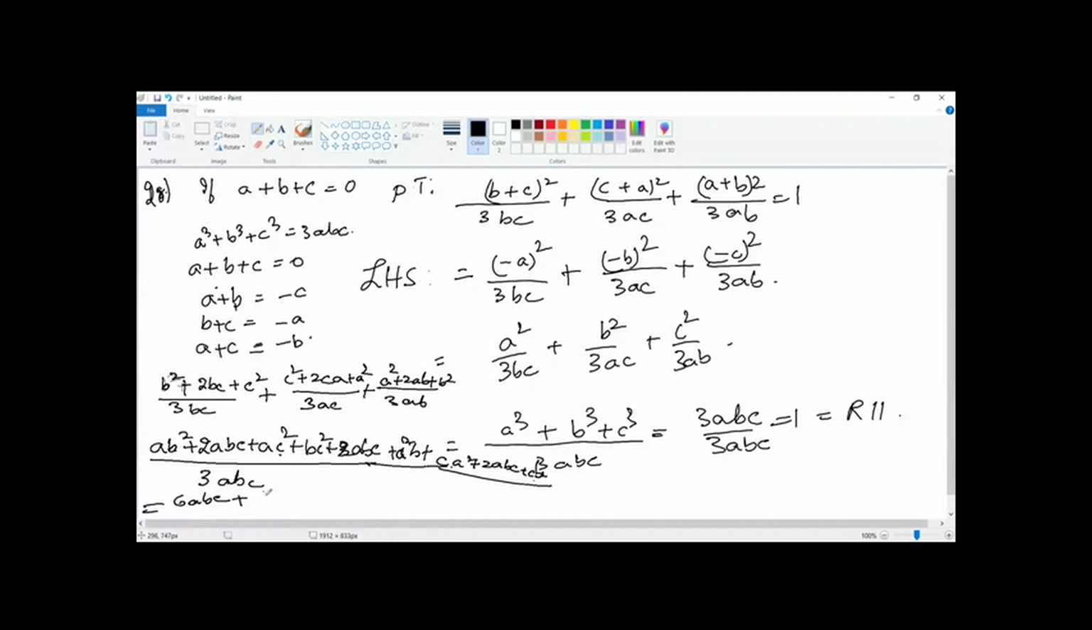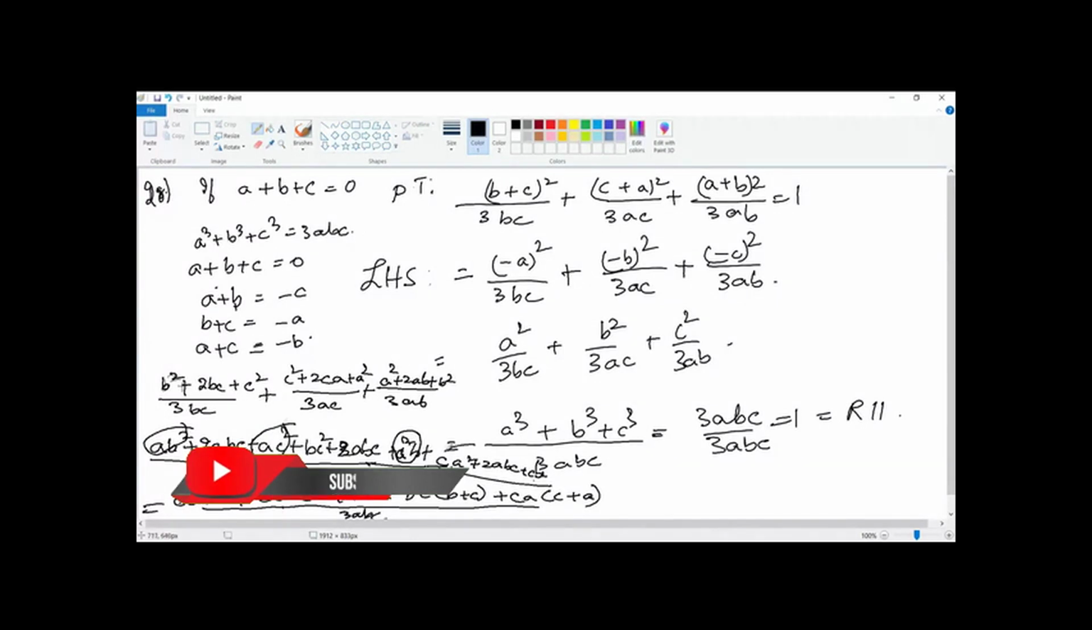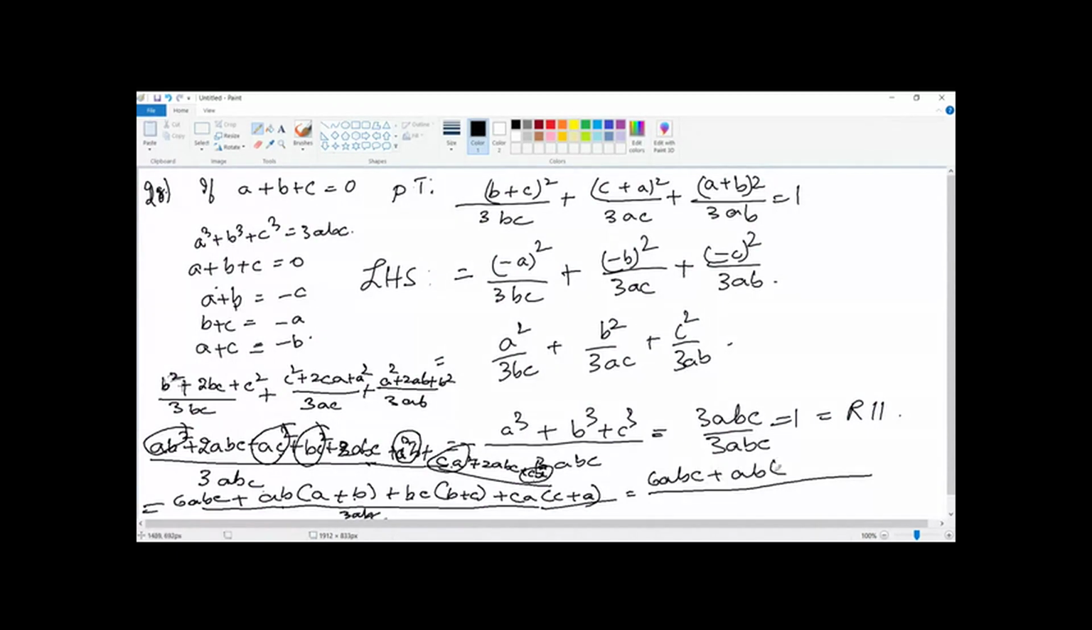Nothing is common. We'll get ab into a plus b, plus bc into b plus c, plus ca into c plus a, by 3abc. I am combining ab squared and a squared b, we'll get ab into a plus b. Then ac squared and ca squared, we'll get ca into c plus a. Then bc squared and cb squared, bc into b plus c. So that will be 6abc plus ab into minus c.